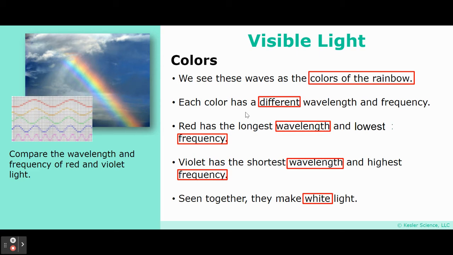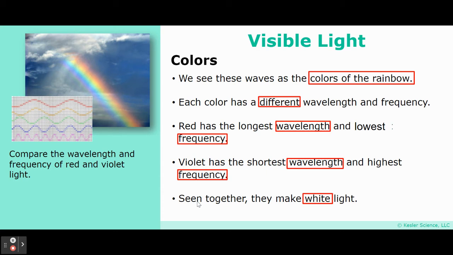So each color has a different wavelength and frequency. Red has the longest wavelength and lowest frequency, so that means that it has the lowest amount of energy. And then violet has the shortest wavelength and the highest frequency, so it has the highest amount of energy. And we actually see all these colors together as white light.